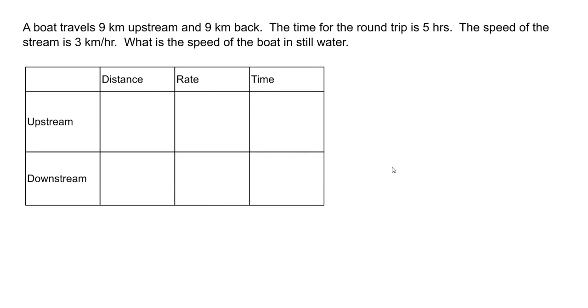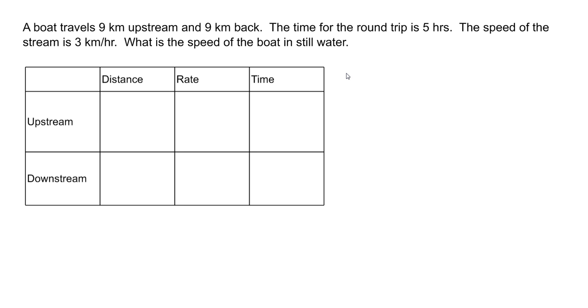Alright, so let's check out this problem, where we have a boat that's traveling 9 kilometers upstream and 9 kilometers back down. The time for the round trip is 5 hours, and the speed of the stream itself, the water, is 3 kilometers per hour. So our question is, what is the speed of the boat in still water?